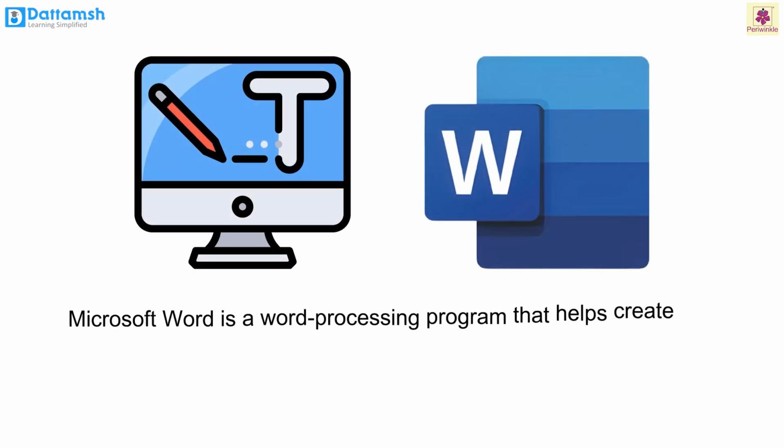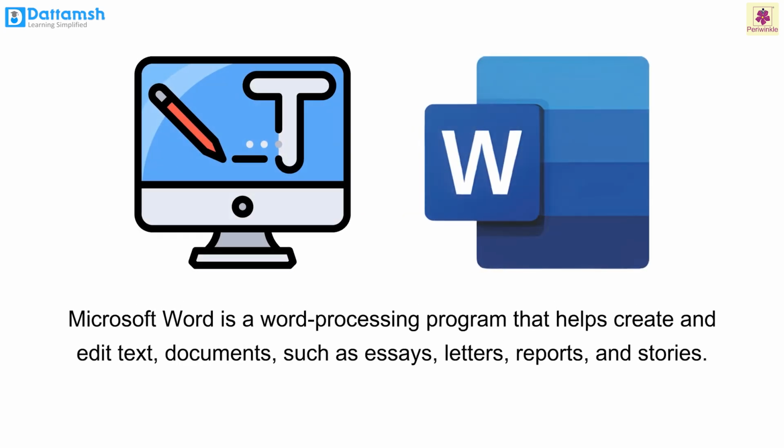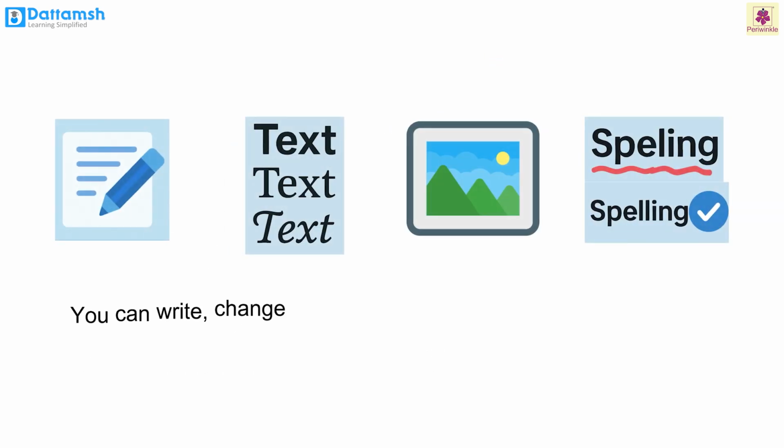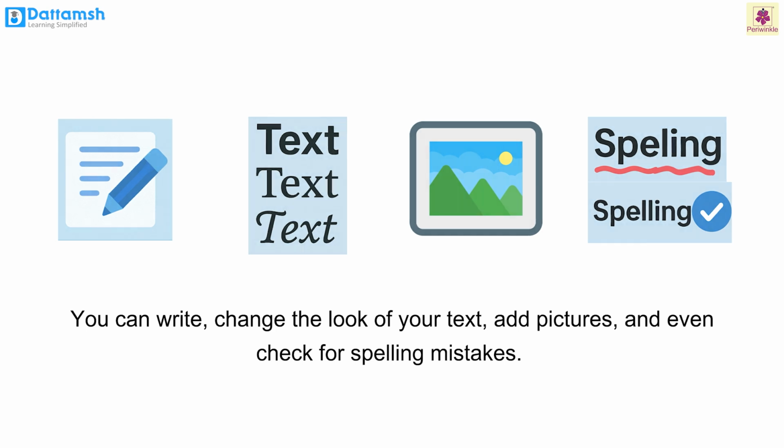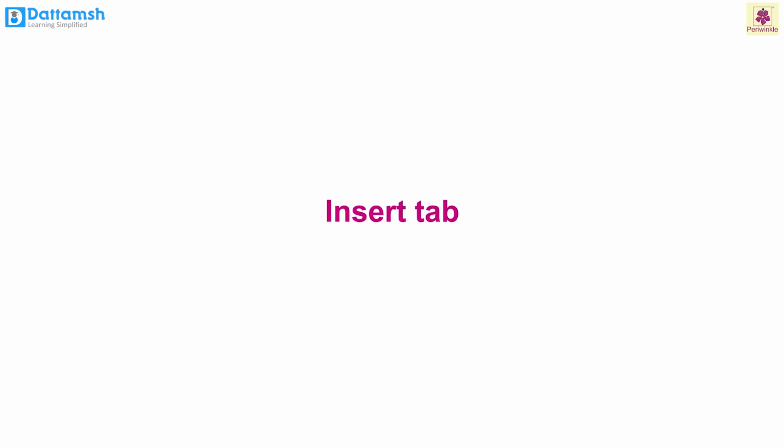Microsoft Word is a word processing program that helps create and edit text documents such as essays, letters, reports, and stories. You can write, change the look of your text, add pictures, and even check for spelling mistakes. We have already learnt about the basics of Word in the previous grade. Now we will explore the Insert tab.